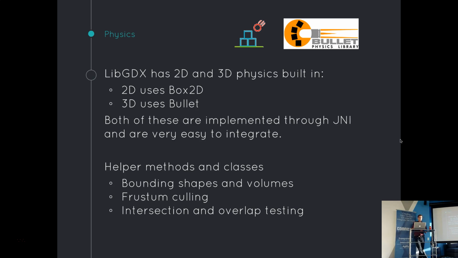There's also some helper classes within the physics realm. There's a bounding shape, so you can do collision detection easily, and volumes. There's frustum culling, so you can do picking and culling out objects, and there's intersection and overlap classes, so you don't have to do all the manual intersection and overlap testing, and it can do it through the most efficient algorithms that are out there.